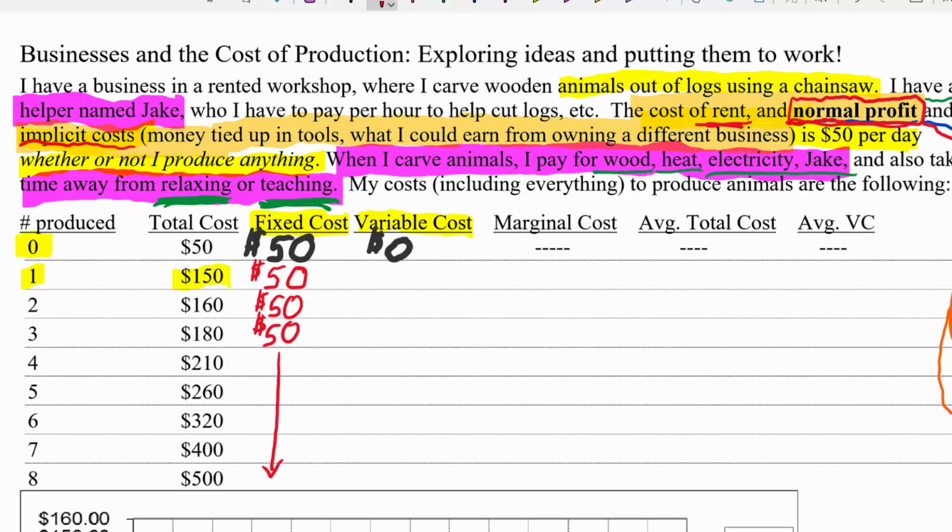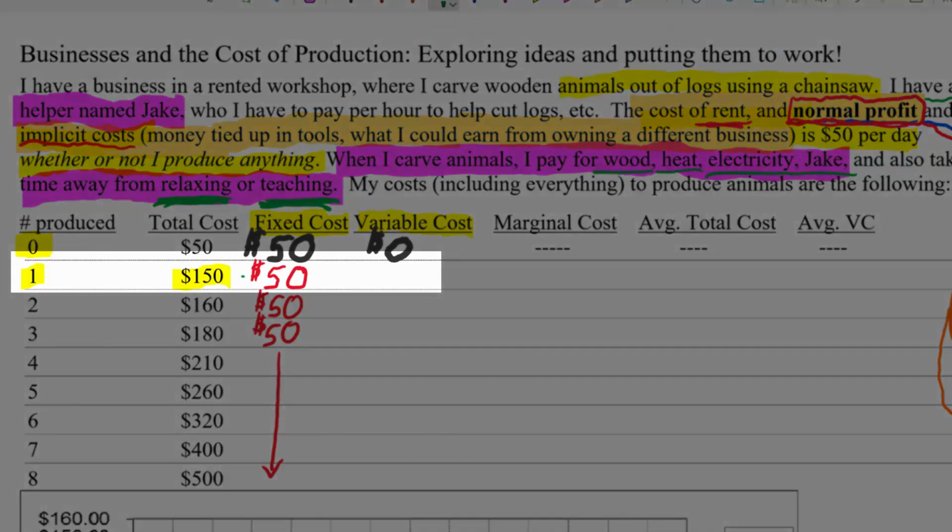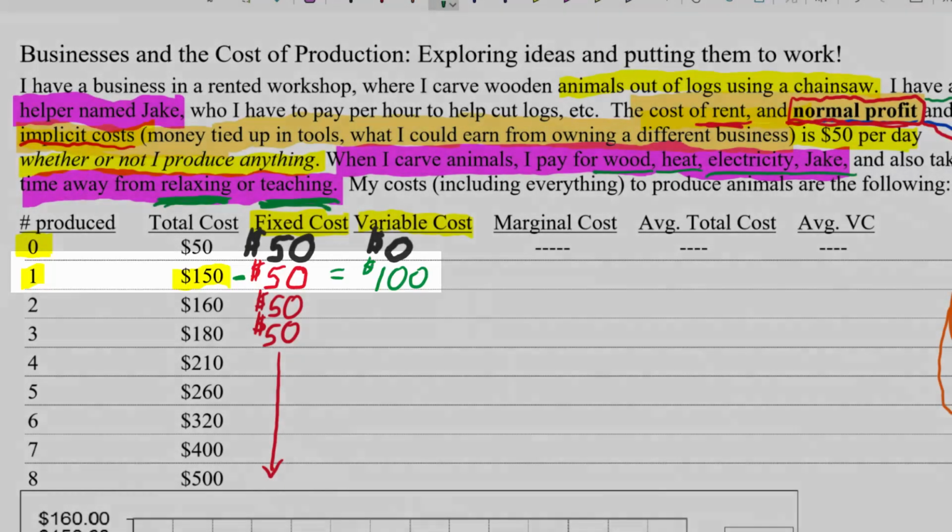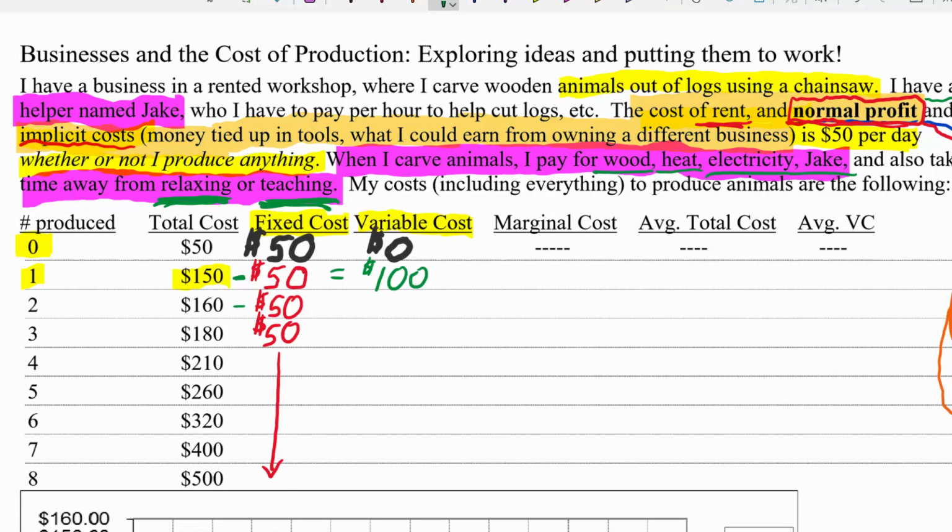So if we're breaking our costs into 2 pieces, fixed costs and variable costs, in order to get variable costs, we just want to subtract. 150 minus 50 equals, well, we must have $100 in variable costs here. 160 minus 50, $110 in variable costs. These are our labor and materials costs, the things we use more of when we produce more. So 180 minus 50 is 130. 210 minus 50 is 160. And all of these things are in dollars or euros or whatever currency we're using here.